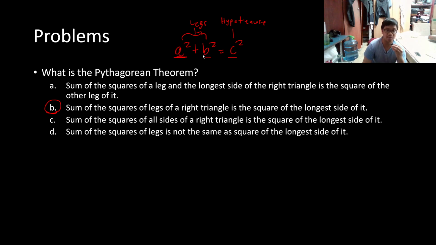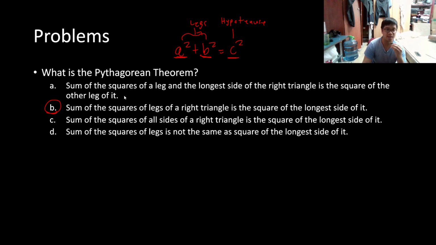So the sum of the squares of the legs here. To rephrase it, each measurement of the legs, you're going to square it. So we have a, you square it, plus b, and you square it, so b squared. Then what you have here is just the same as the square of your hypotenuse, or the square of the longest side. So that is the Pythagorean theorem.